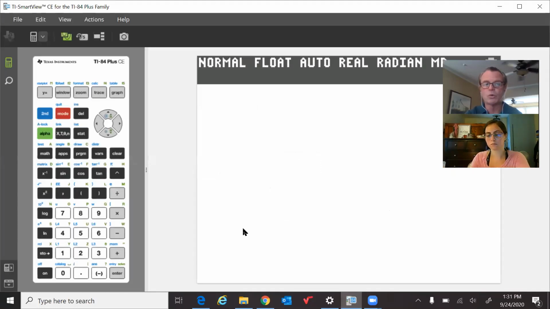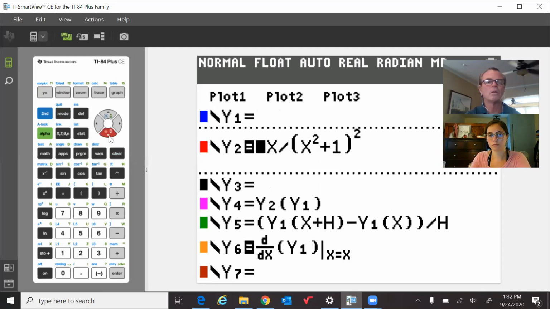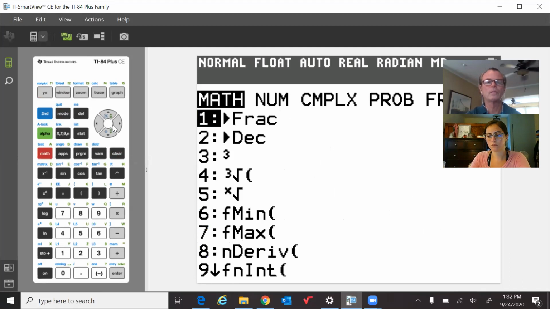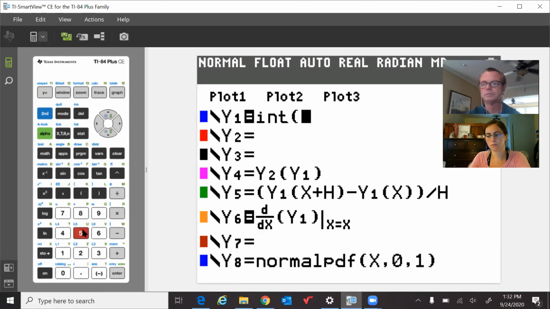Example 2 is the greatest integer function. I go to y equals, and I do not want this. I'm going to go to math, number 5. Math, NUM 5. And if I went too fast for you, ready? You want the greatest integer function. So you can always go here.